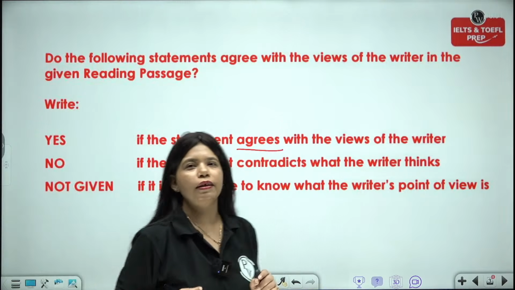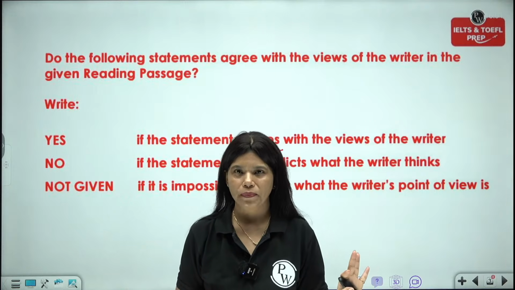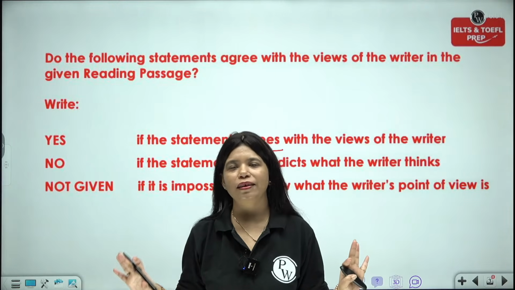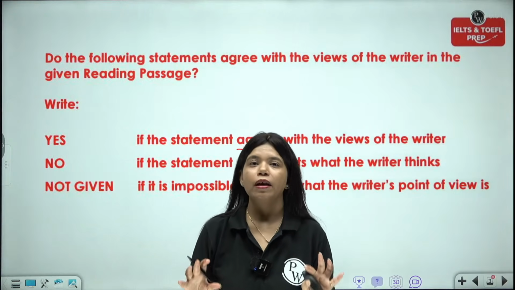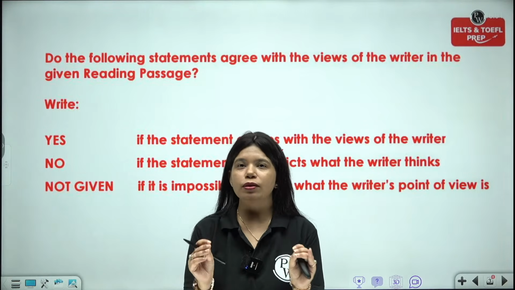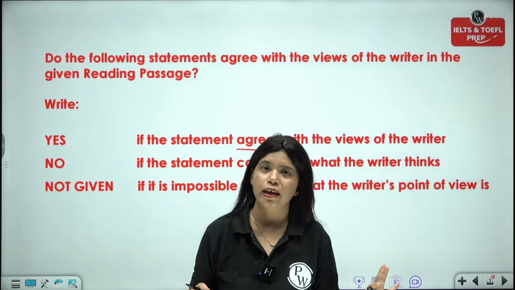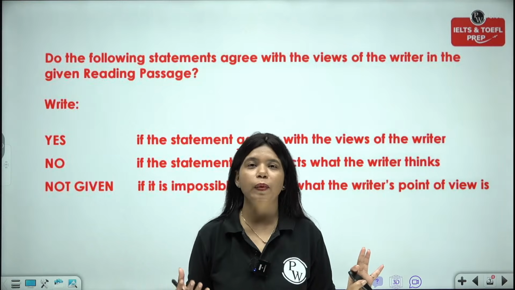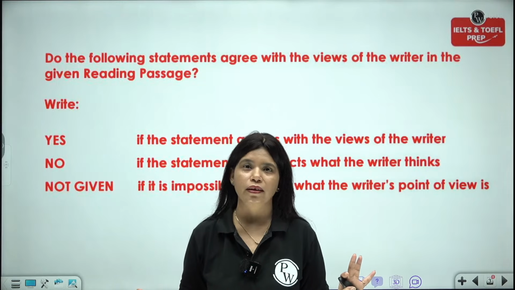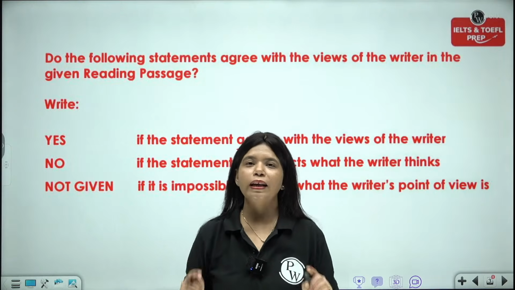Now you need to understand a very similar question type is true, false, not given. True, false, not given and yes, no, not given are very similar. I wouldn't say they are the same, but they are similar. True, false, not given is based on the factual information given in the text, whereas yes, no, not given is based on the opinions of the writer that are mentioned in the text. Let me quickly give you an example.